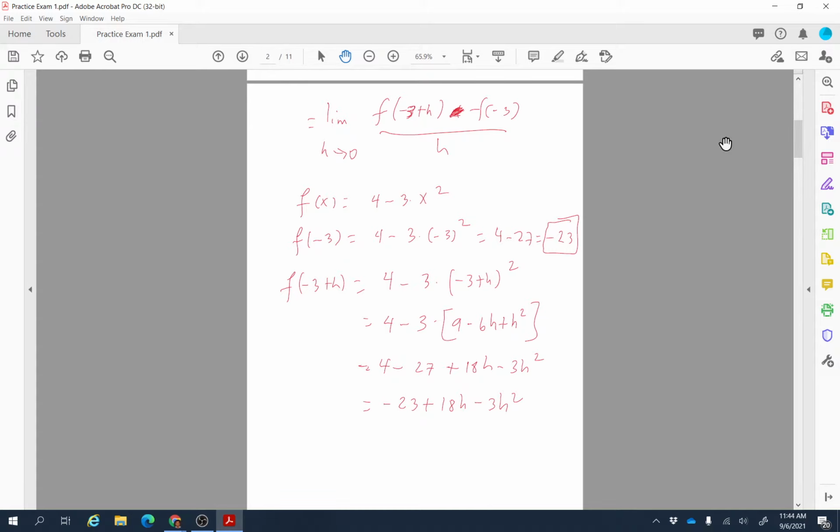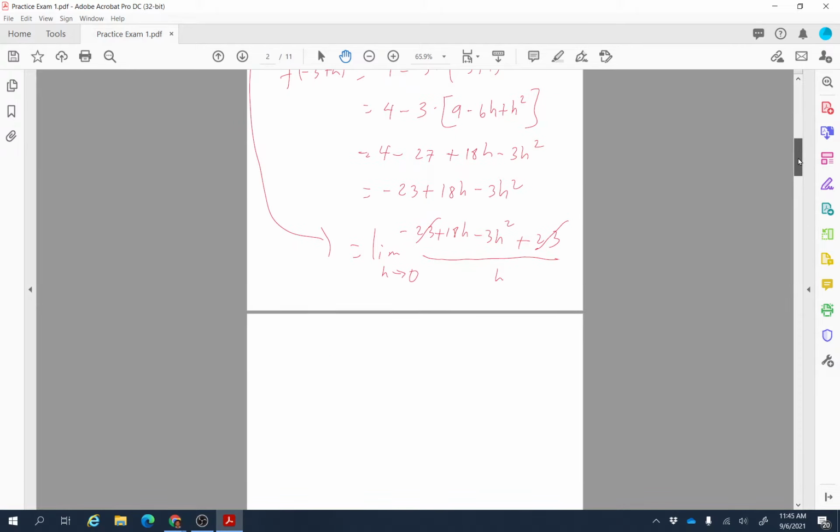This value would be limit when h approaches 0. The first expression is negative 23 plus 18h minus 3h squared, negative sign, and the value of the function at negative 3 is negative 23. This negative and this negative becomes positive 23. Eventually this 23 and this 23, they will be cancelled out, and we need to find the limit.